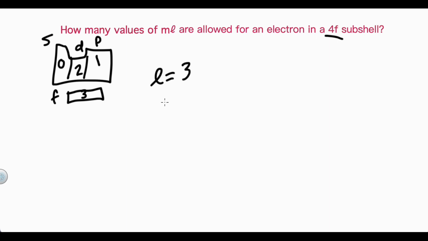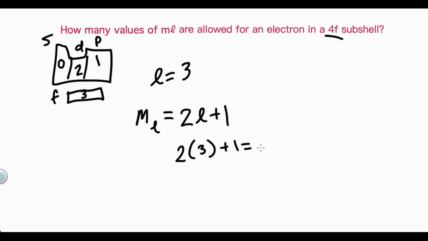So we have the angular momentum quantum number, and now everything is super easy. We're looking for how many values, so we just have to know the little equation I gave you, which is 2l plus 1. So 2 times 3 plus 1 gives us 7. Final answer, locking it in. Super simple, super easy.